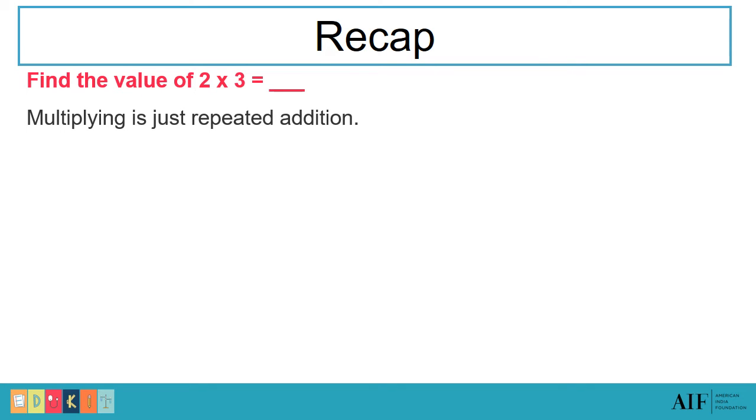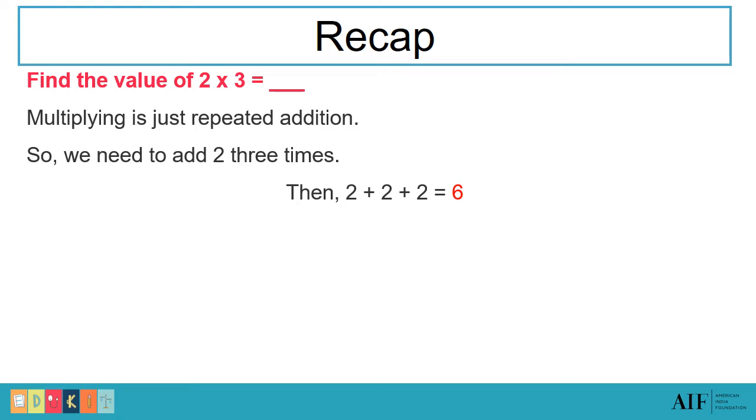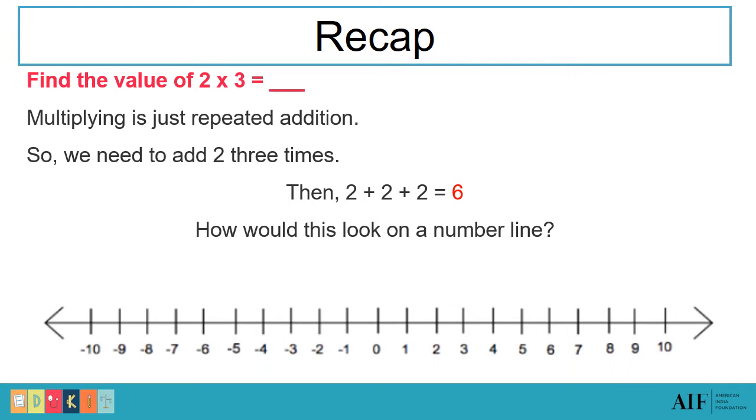Recap. Find the value of 2 into 3. Multiplying is just repeated addition, so we need to add 2 three times. So 2 plus 2 plus 2 equals 6. How would this look on a number line? 2 steps, more 2 steps, more 2 steps. So we reach 6. So 2 into 3 equals 6.